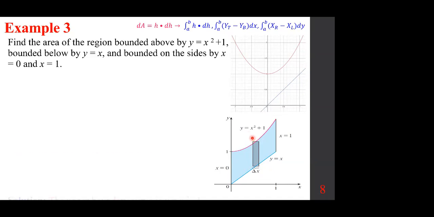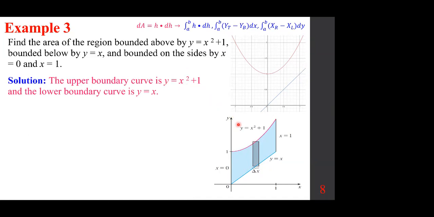So notice the upper boundary is the curve, y equals x squared plus 1, and the lower boundary is the line y equals x. Okay, so let us write this formula. dA is h dh. dh is dx or delta x. h is y of the top minus y of the bottom. And again, this one or this one, everybody, okay?